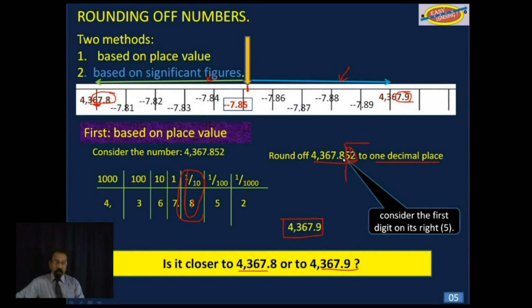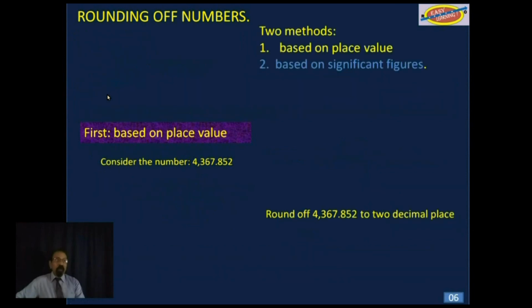We look at the numbers on the right, especially the first one, maybe the second one too. And that will help us to decide whether we go over from the 8 to the 9 or we stay with the 8. As we can see, it is closer to the 0.9 than to the 0.8.